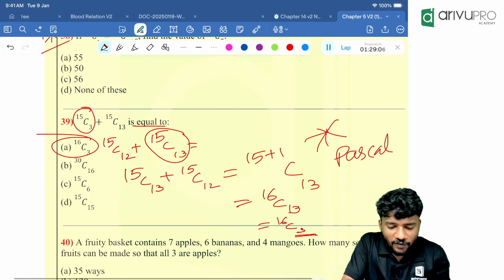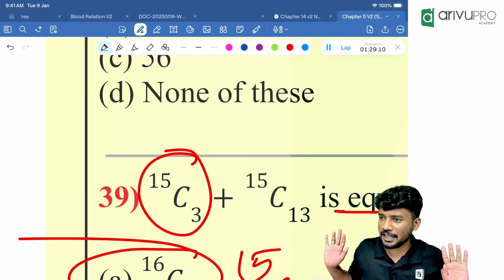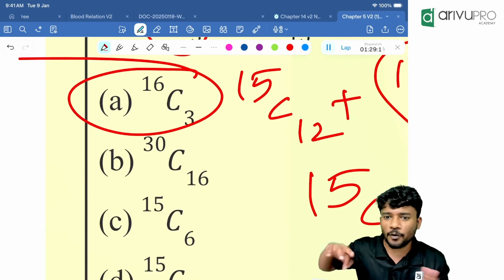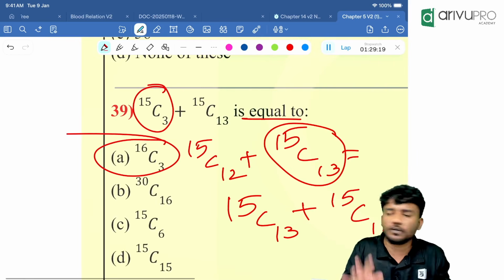Or how will you solve this? You will find the value of this using your calculator. Then you will hit the options. Which option is giving you the same answer? Or you can use that method. Two methods are there. Whichever is comfortable for you, follow that.